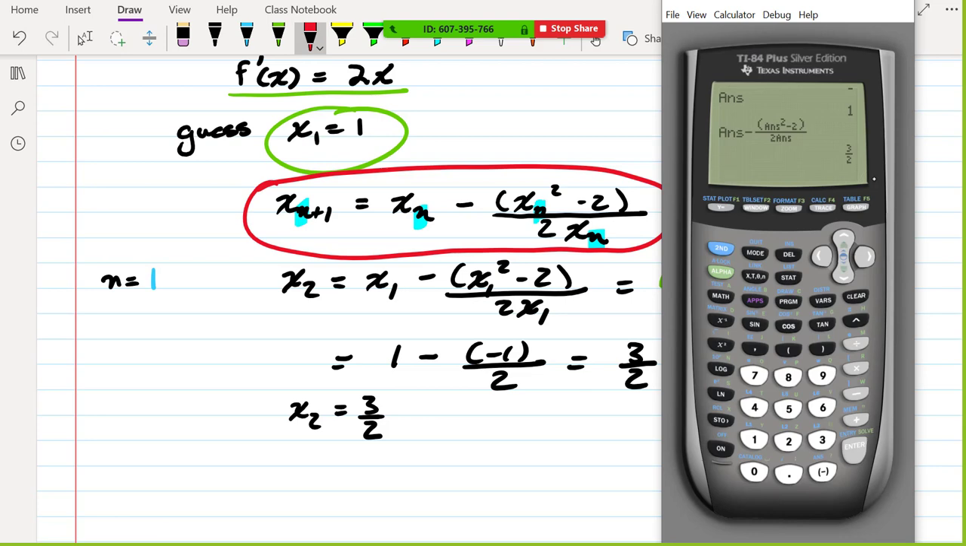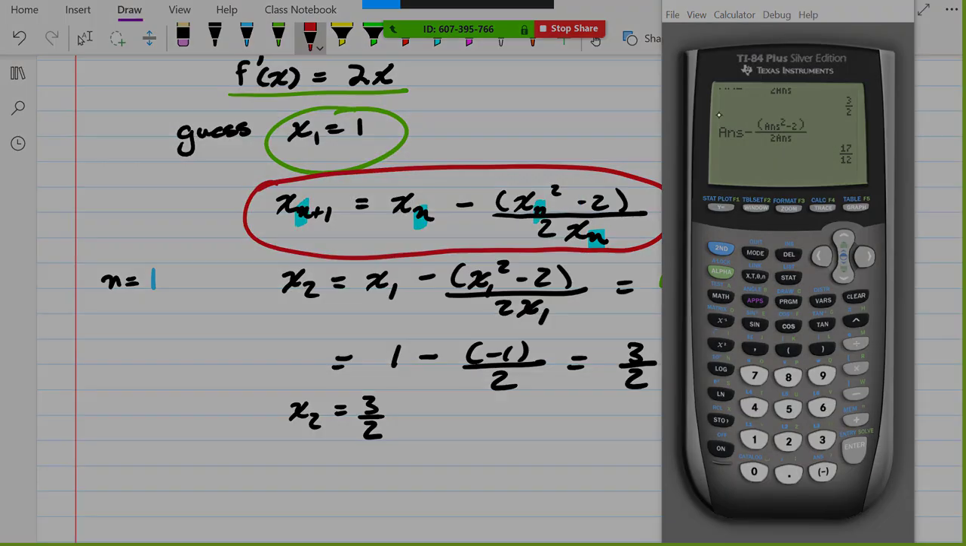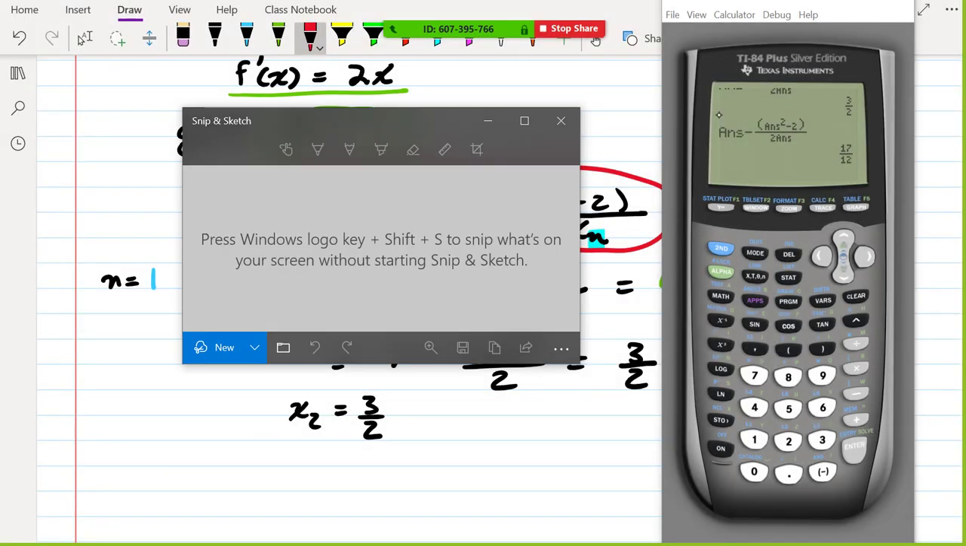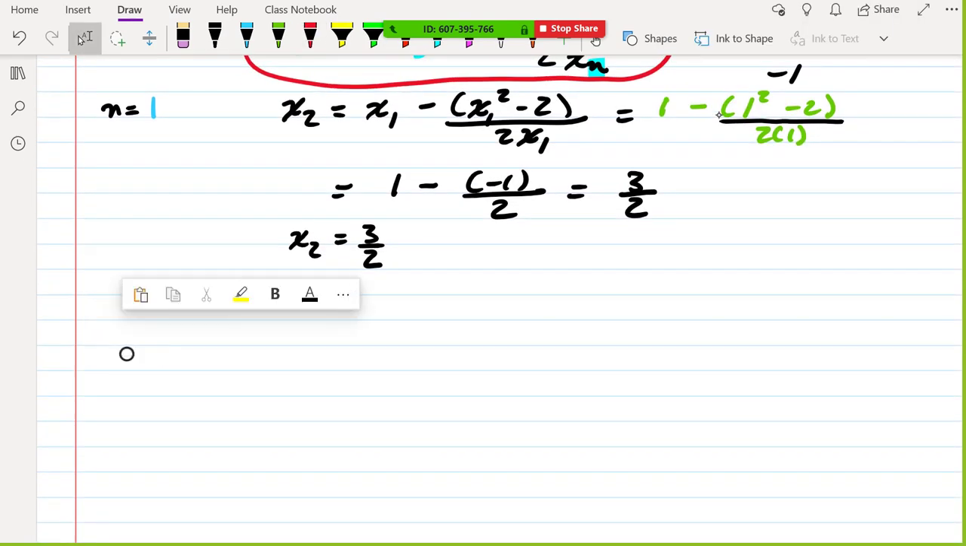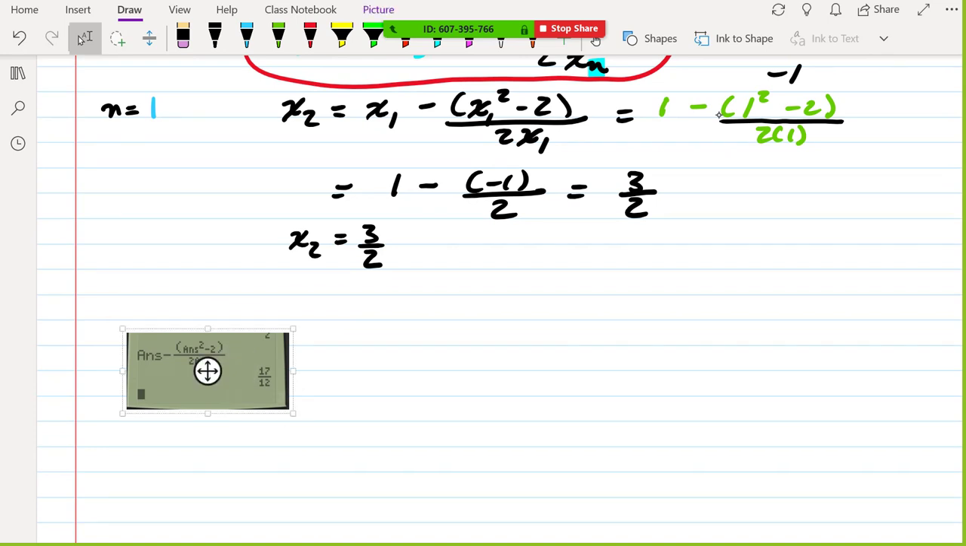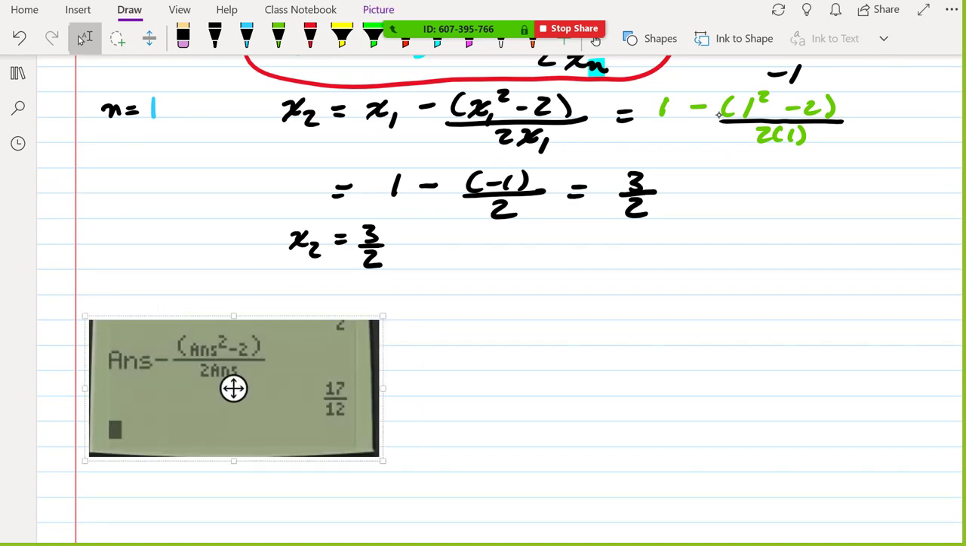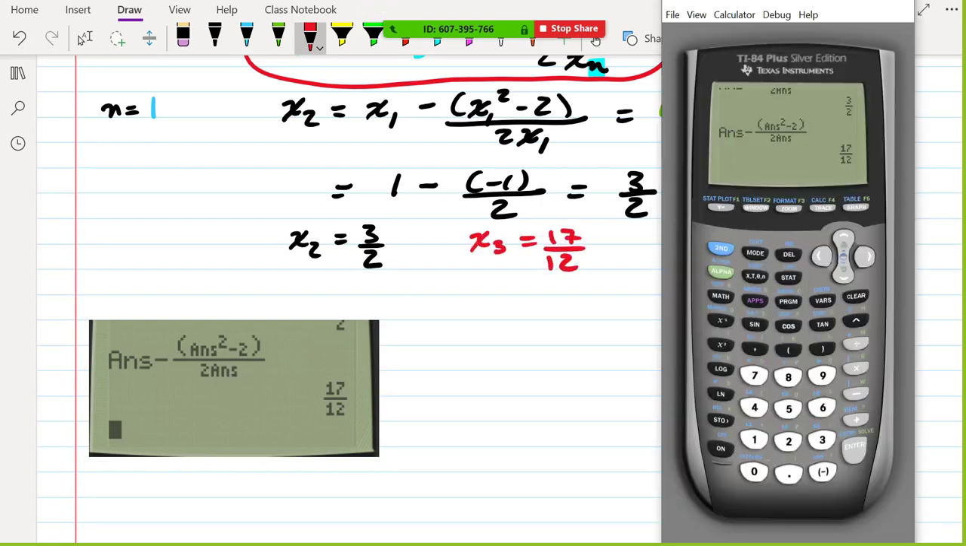So now, to make our lives a little bit easier, if I want to do the same thing again, on my calculator I press second and enter, and it actually pulls up what I had on the previous line, and I press enter. So then it tells me that my next thing, if I iterate that process again, is going to be 17 over 12. So then x3 is 17 over 12. And now I can rinse and repeat.